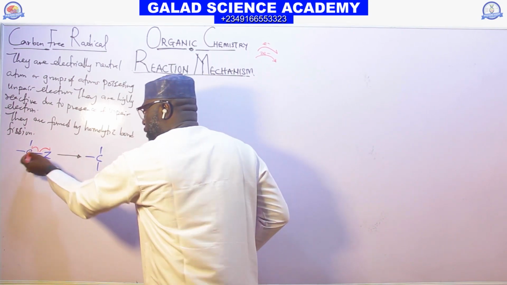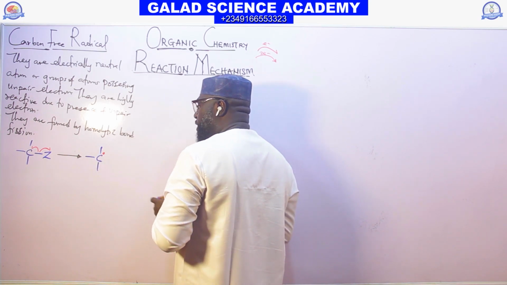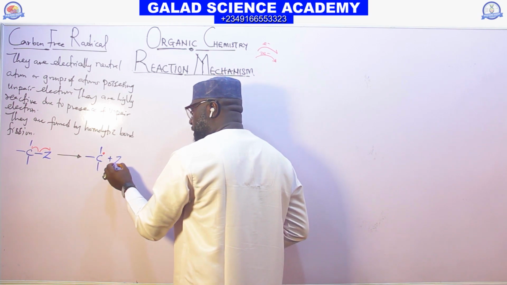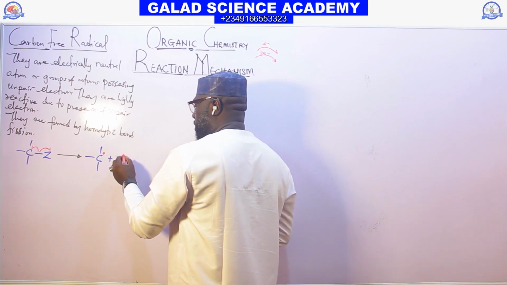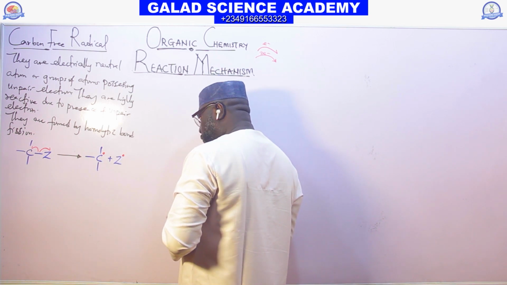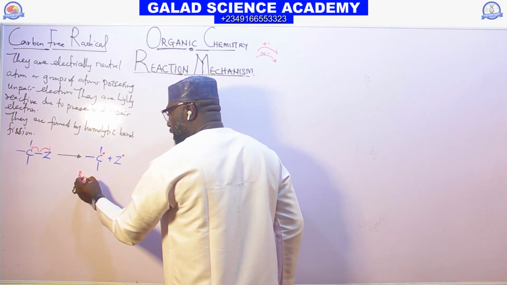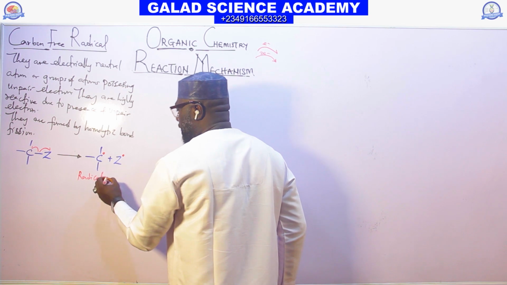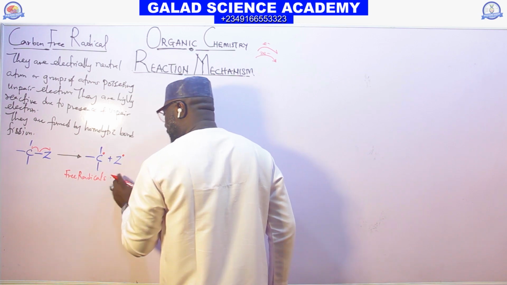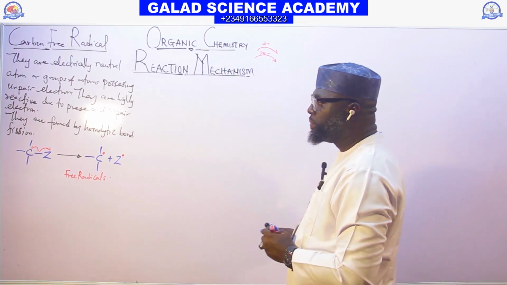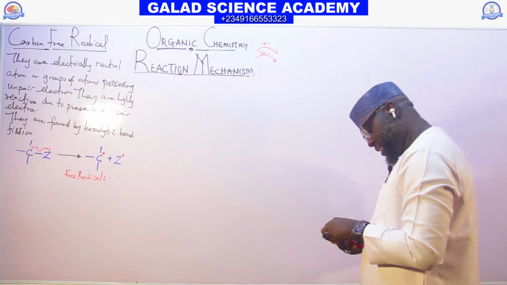So as a result of that, now on this carbon, we have dots. Then on this Z, we have what? Dots. So the products here are called radicals or free what? Free radicals. That's what we call free radical.